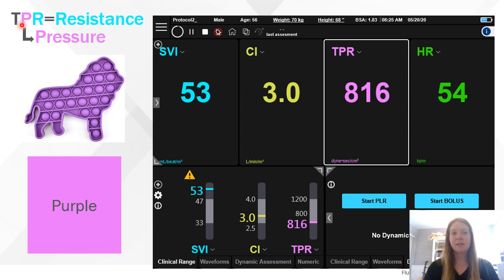TPR. TP is for pressure, R is for resistance. P is also for purple. So your third box to the right, this is your TPR. In order to get this number, you either have to hit on that TPR box and hit enter MAP, enter the patient's MAP that's showing on your bedside monitor, and it will give you your value. And down here, it'll tell you when you're inside or outside that normal range. And if you are outside that normal range, it'll give you a little yield sign to remind you, hey, look, this is not normal. But again, TPR is referring to your afterload.